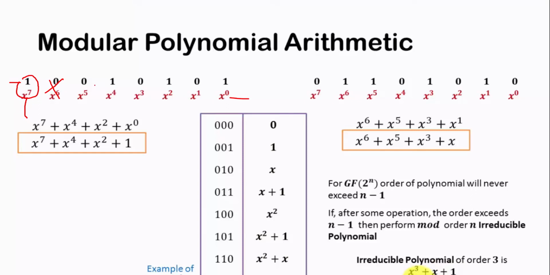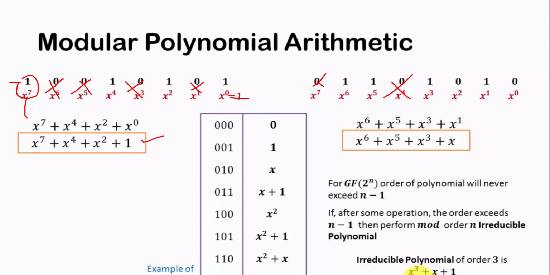Discard this 0 product. Again 1 into x to the power 4, we need this term in our result. Discard this. This is 1 into x square. Discard this. Then 1 into x to the power 0. X to the power 0 is actually 1, so 1 into 1 is 1. So this is the polynomial representation corresponding to this binary pattern. And here also, discard this term. 1 into x to the power 6, we need this term in our result. 1 into x to the power 5, we need here in our result.